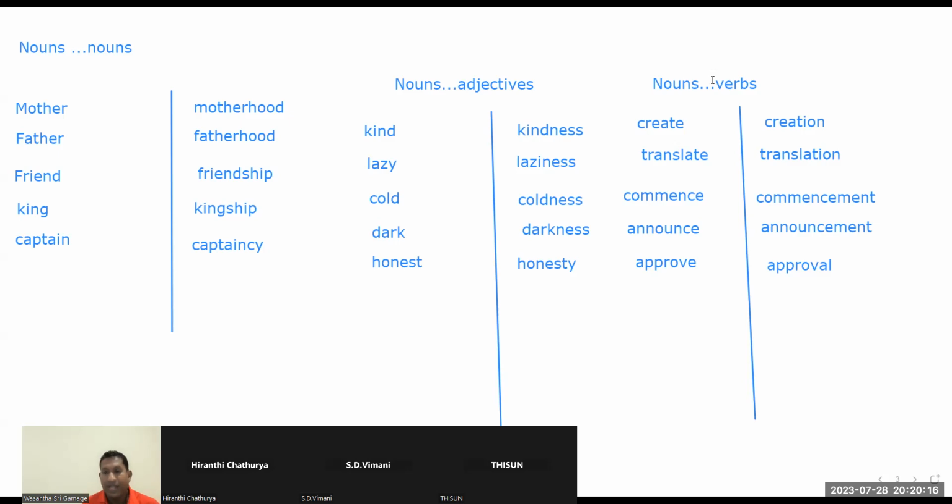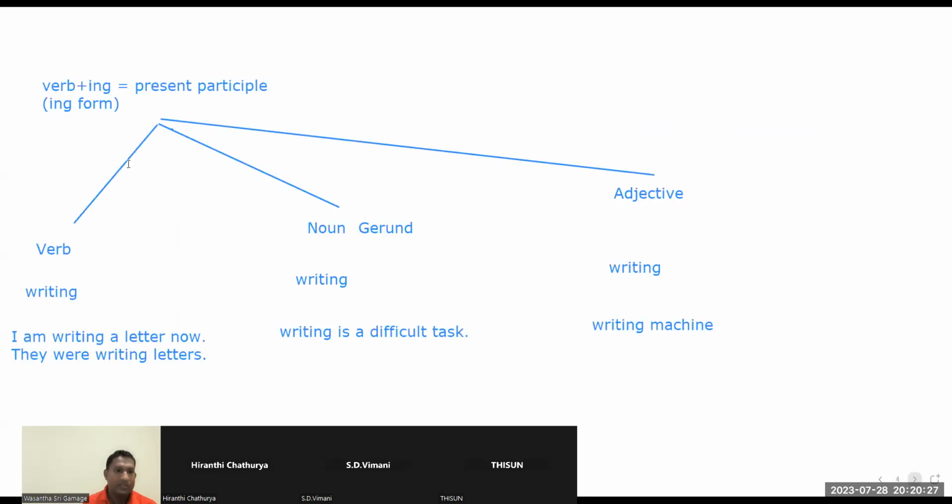Actions come from verbs. Create, creation. Translate, translation. Commencement. Further we understood if we add ing to the verb, it will give us gerund. Gerund is the pure form of noun of a verb.